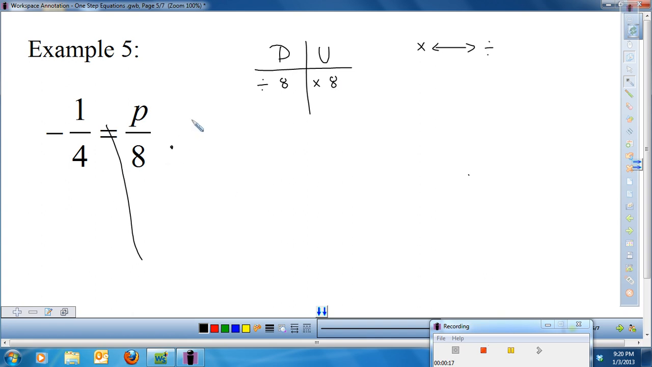I'm going to times this side by 8. It's really 8 over 1, but you can write 8 if you'd like. Times by 8 over 1, times by 8 over 1. Now this is a little bit tricky, but remember 8 over 1 is the same as 8. You're just multiplying both sides by 8. So if you would like, you can just write times by 8 on both sides. That's fine too.